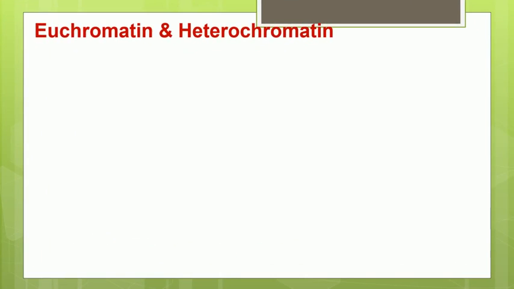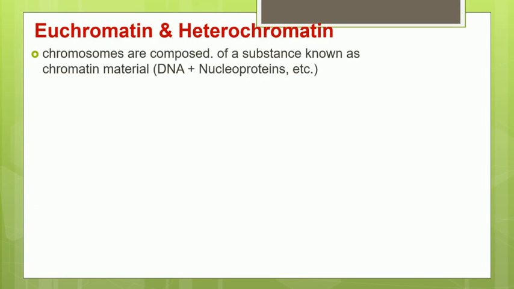Okay, now we come to the last part of today's discussion. So what is chromatin? We have already seen that DNA, when it is present in the condensed state, is called chromatin. Now chromosomes, what are chromosomes? A chromosome is basically made up of DNA and nucleoproteins. Okay, so DNA plus nucleoprotein is called chromosomes.